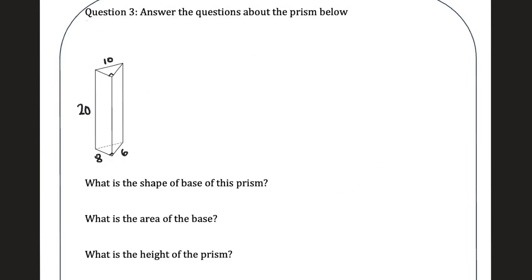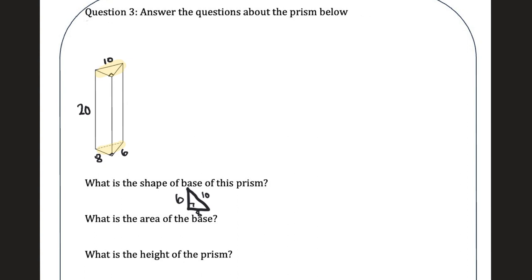This last question, question 3, asks us to answer the questions about this prism. So the first thing they want to know is, what is the shape of the base of this prism? And remember, we know it is a prism because there are two sides opposite of each other that are exactly the same. So this would definitely be a prism because we've got those two shapes. That shape happens to be a triangle. So we've got this triangle, and we've got one side is 6, the other side is 8, and then we also have this part of the triangle is 10. So that is our base of the prism.